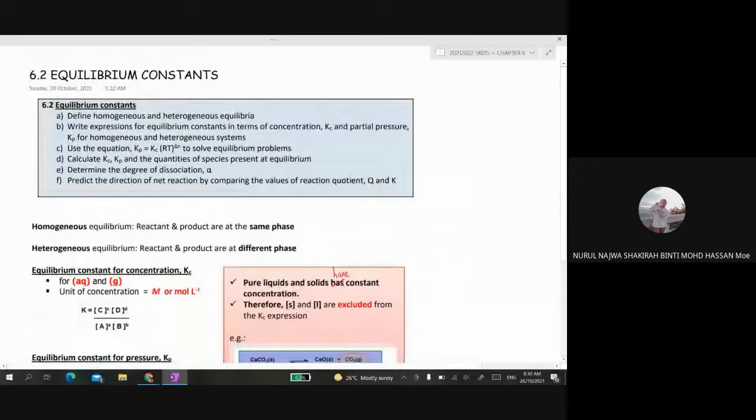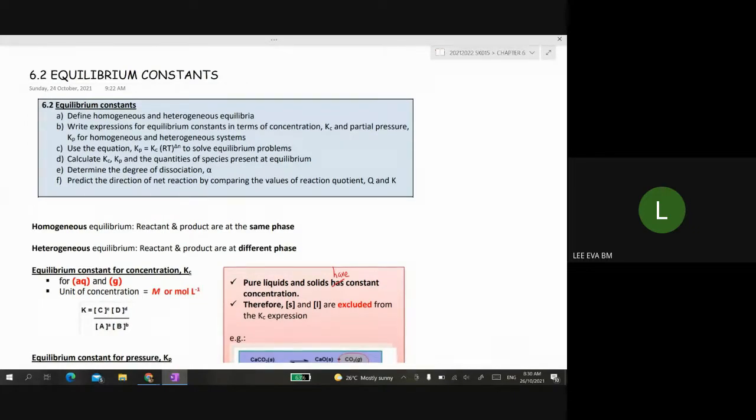Okay. So 6.2, we were focusing on the equilibrium constant. What is the symbol for equilibrium constant? K. Kc, Kp, depends what you want, concentration or partial pressure.